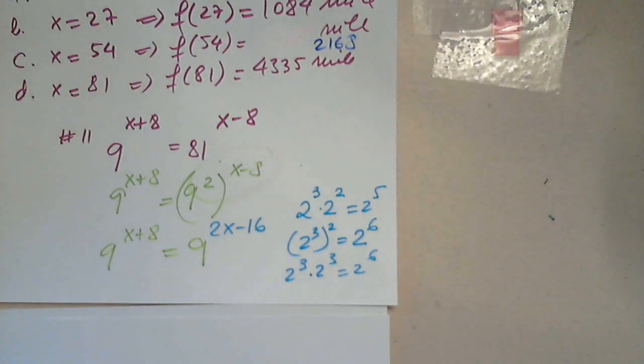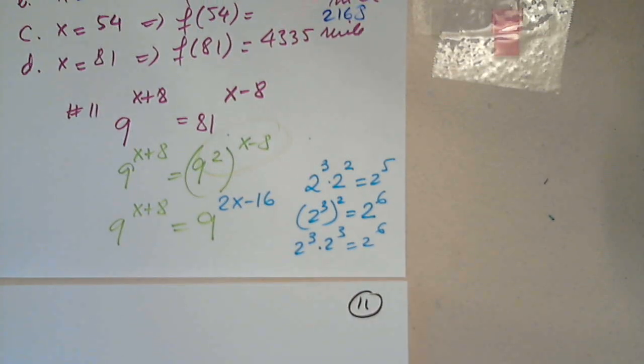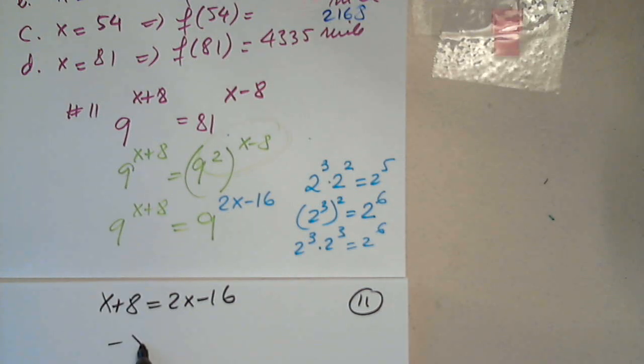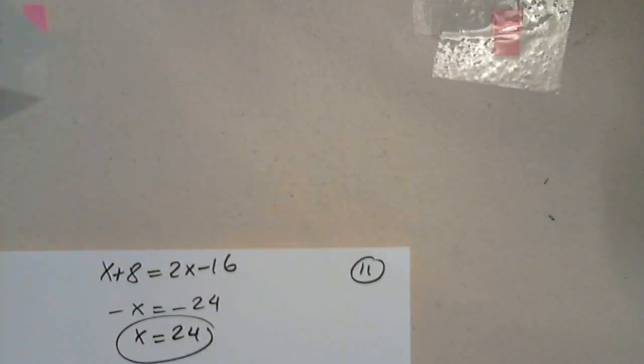At this point, I presented both sides with the same base, and therefore, what happens next? You set the exponents equal to each other. Very good. That's it. Subtract 2x, subtract 8, x equals 24. Any questions?